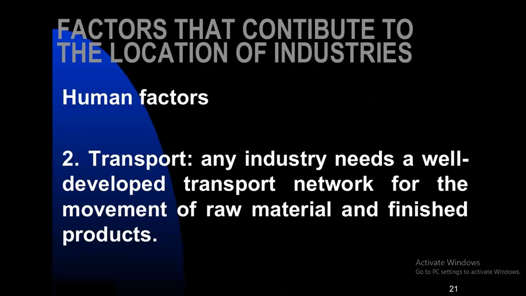Next is transport. Any industry needs a well-developed transport network for the movement of raw materials and finished goods. That means they try to see that the raw material and finished goods are not far away from the market or from the resource place, because if it takes a long time to travel, it may get delayed. So industries always try to keep the raw material availability and the finished goods market near to them, so that they don't face any type of lag in transportation.